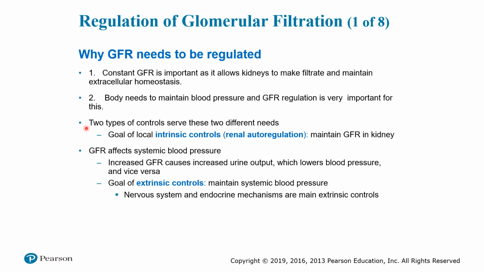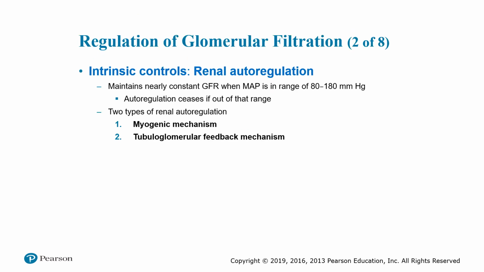And this is done in two ways. The glomerular filtration rate is managed in two ways. One is the local controls, the renal autoregulation, and this is what is used by the kidney. And the other method is the extrinsic controls. Extrinsic controls are used to manage the blood pressure.